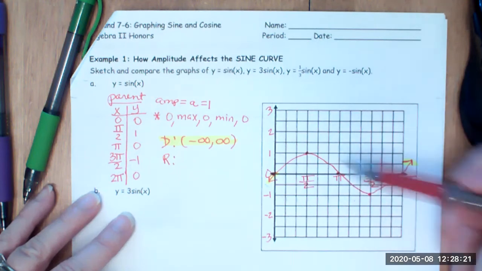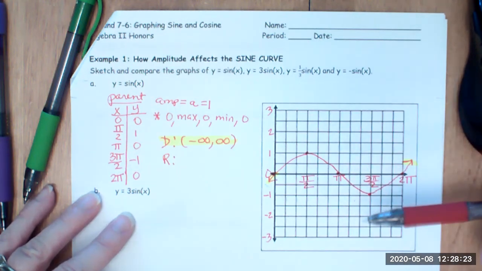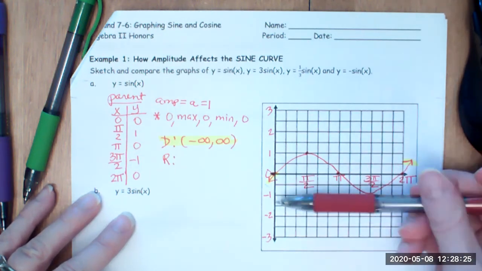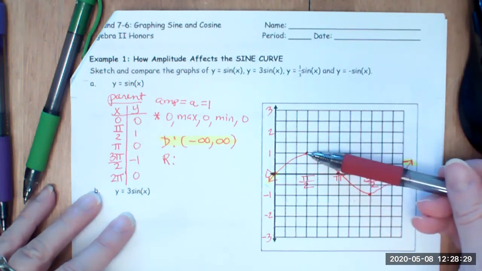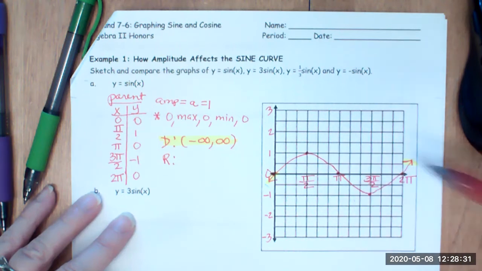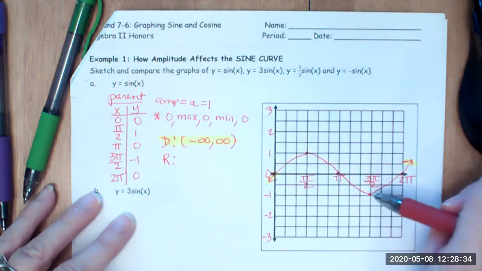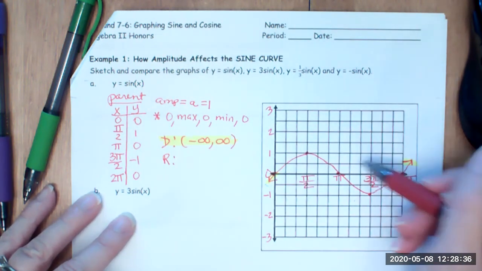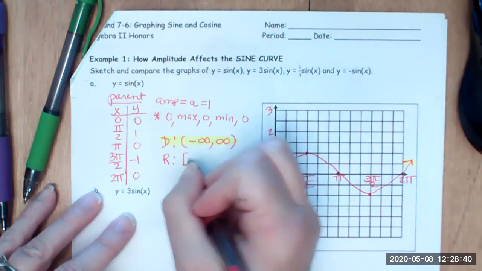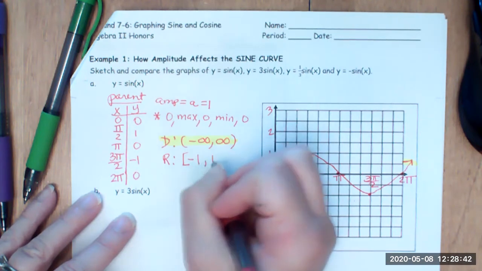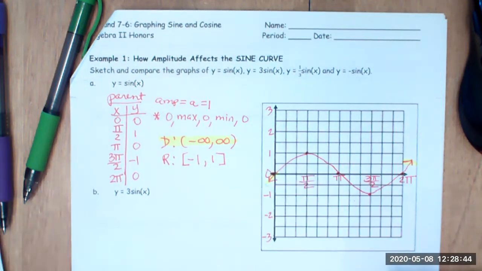So in this case here, the range is going to go from our minimum here, which is at -1, up to our maximum, which is at 1, including those points. So -1 is less than or equal to y is less than or equal to 1, but we know that in interval notation, that would just imply brackets, and we write it just like this, and that would be the range of this function. Okay?